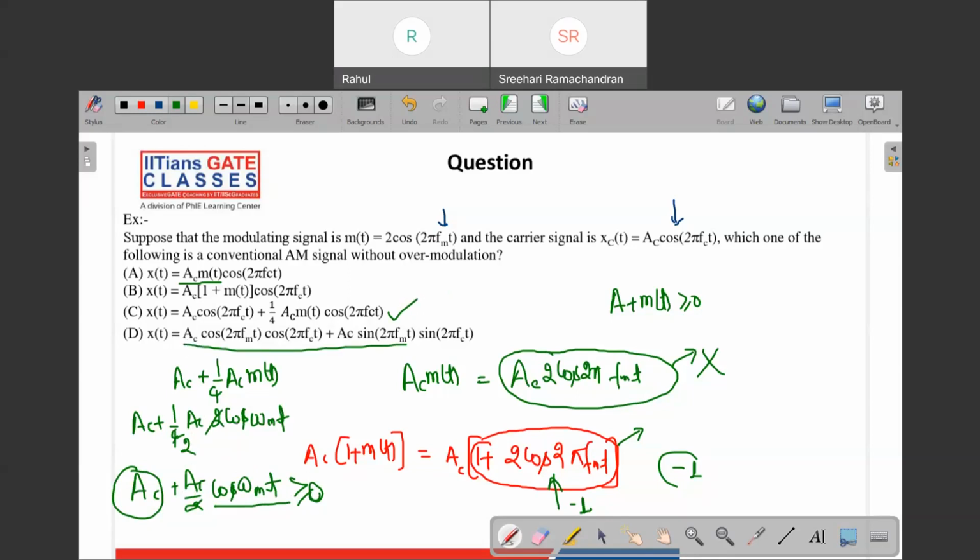If you see the third option, it is not even the AM signal, because it has some weird expression. AM signal should always be in the form of A plus mt cos omega ct, or it can be in the form of something like A into 1 plus K into mt cos omega ct. It can be in this form also, because both are similar. Anyone has any doubt here? Let me go to the next slide.